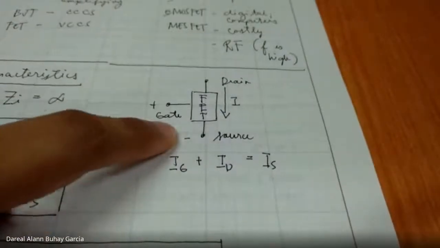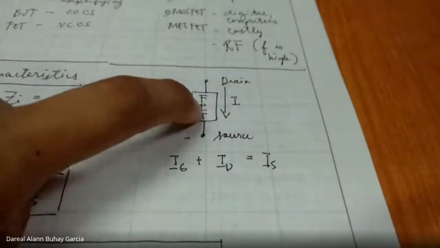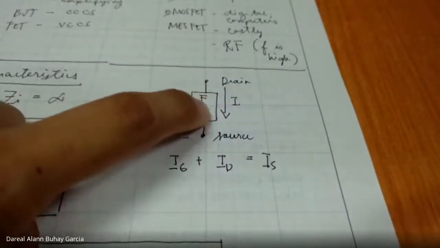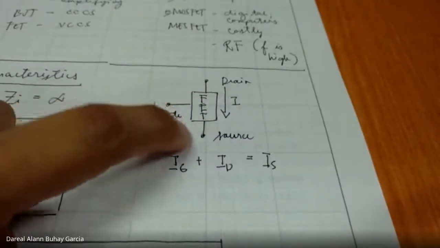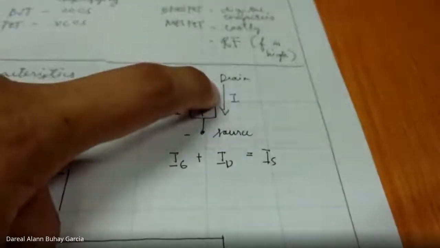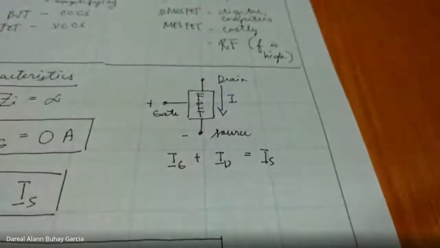Off ni si gate, kung off ni siya, saturated si drain. Pero if na voltage dire, ma-off si drain or ma-cut off siya kibaling. So, yan na ang characteristics sa atong FET. Okay?